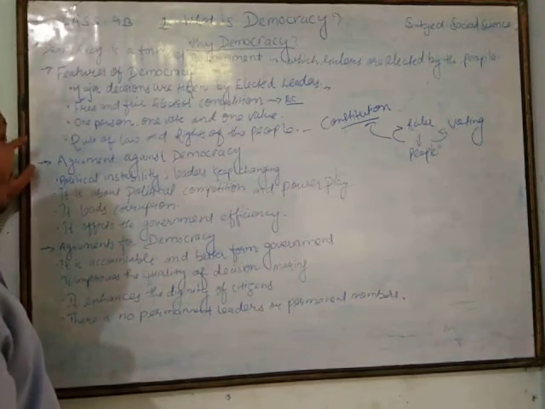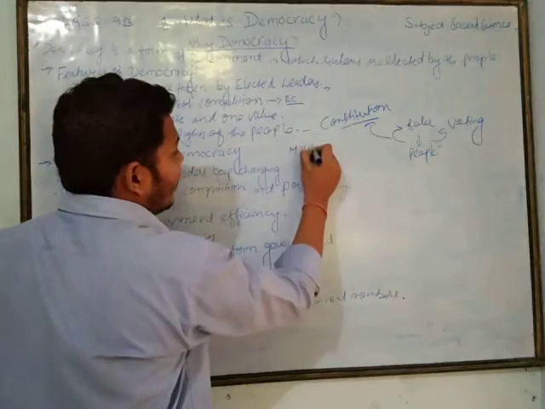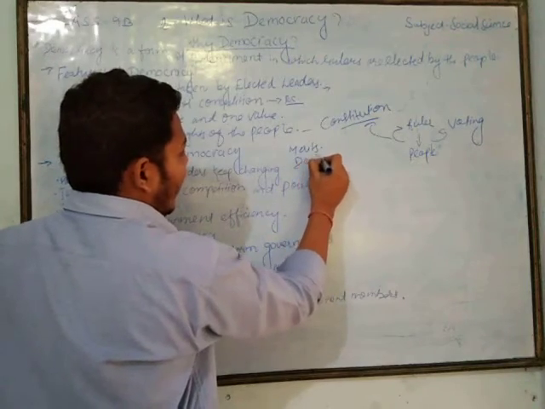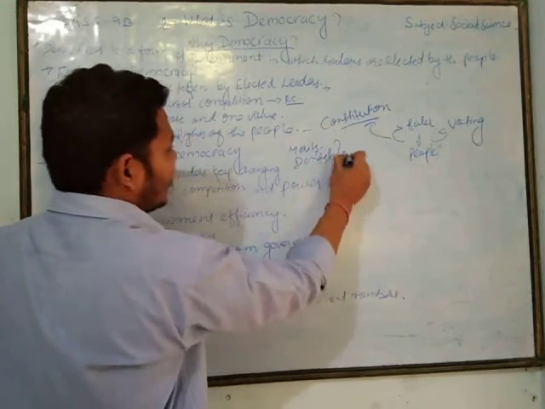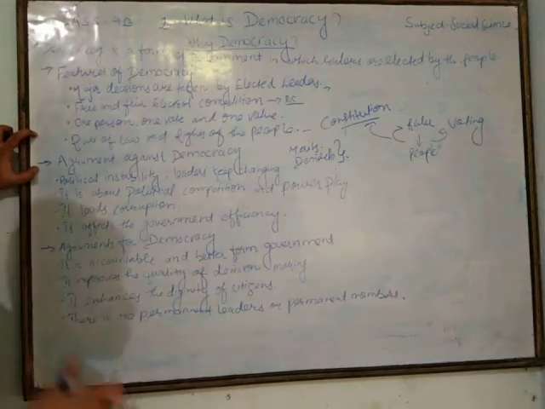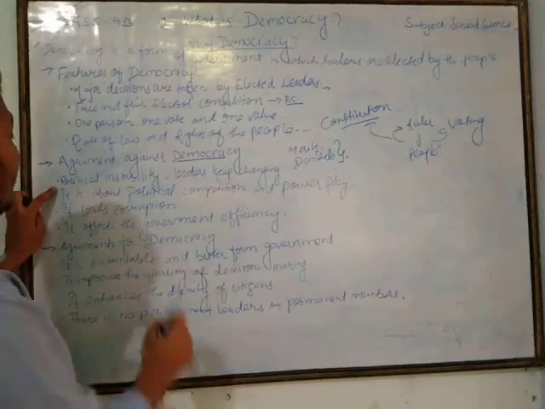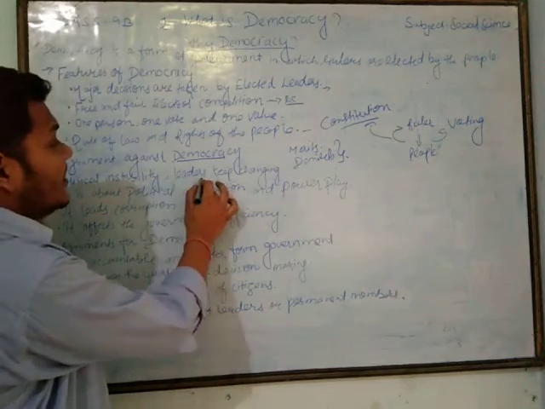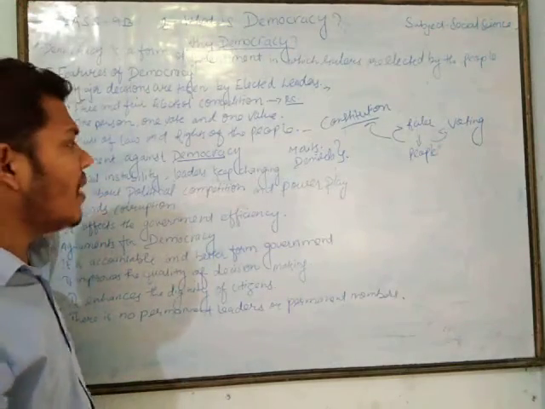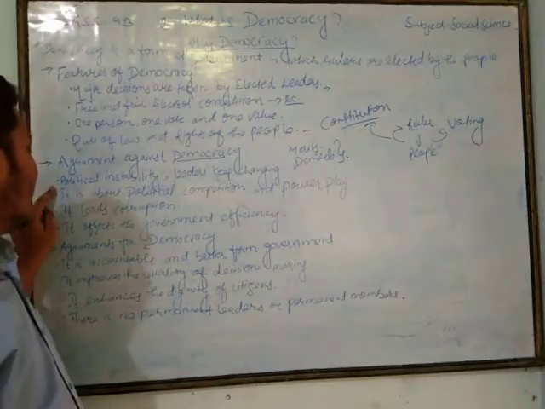Now there are different ways. We see the merits and demerits of election or democracy, and of election competition in India. First, what are the demerits of democracy? First, it brings political instability. Leaders keep on changing; every 5 years leaders keep on changing. There is no permanent leader. This brings political instability in the country.